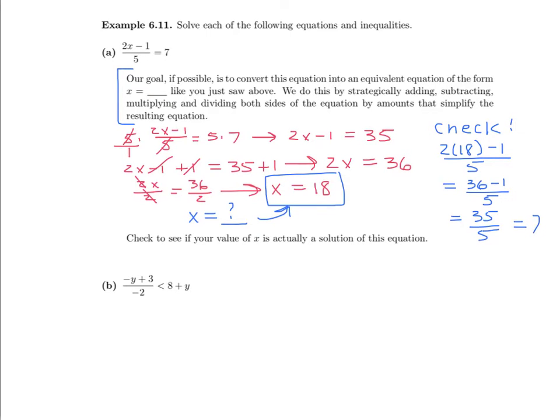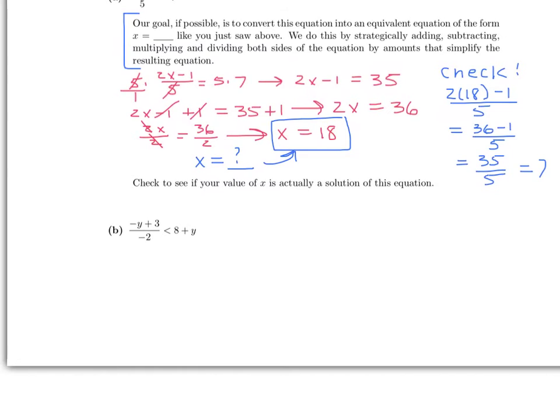Okay, now let's have a look at our part B. Notice first of all this is an inequality. Notice also that our variable is on both the left and the right sides of the inequality. Our goal is going to be to get our variable on one side. So our variable will be on one side, and then we will either have a less than or a greater than. We'll have to figure that out, and there will be some number on the other side. That's what we're striving for.